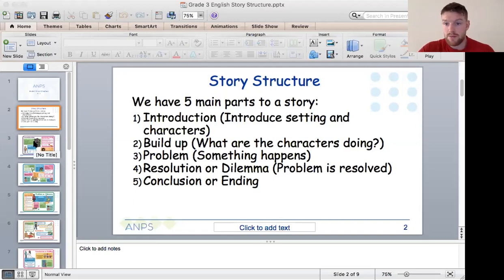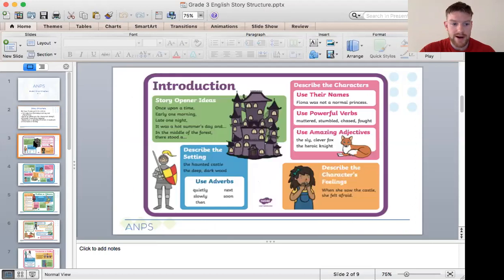Let's have a little look at those in more detail now. First part, again, is our introduction, where we describe our characters and our setting. And here we have some story opener ideas. Once upon a time, early one morning, late one night, it was a hot summer's day, and in the middle of the forest there stood a. They're just some story opening phrases that you can use for your story. You can make up your own if you want, but they're just some ideas to help you.